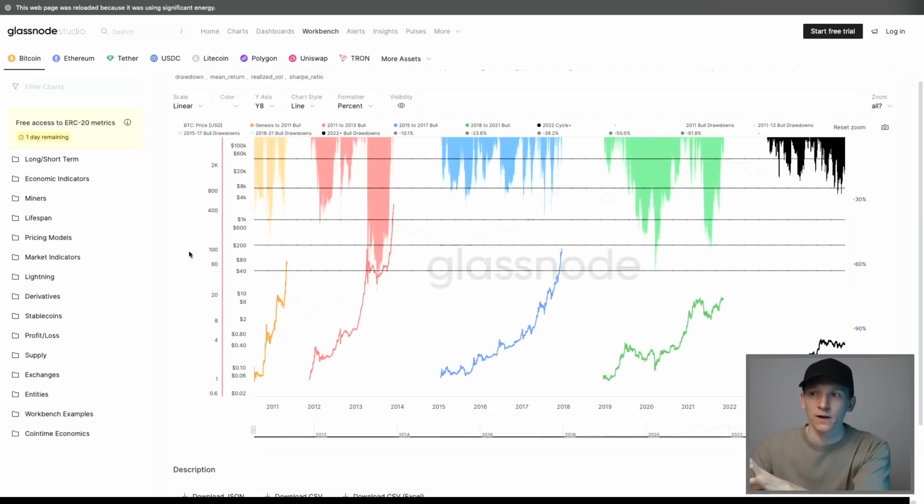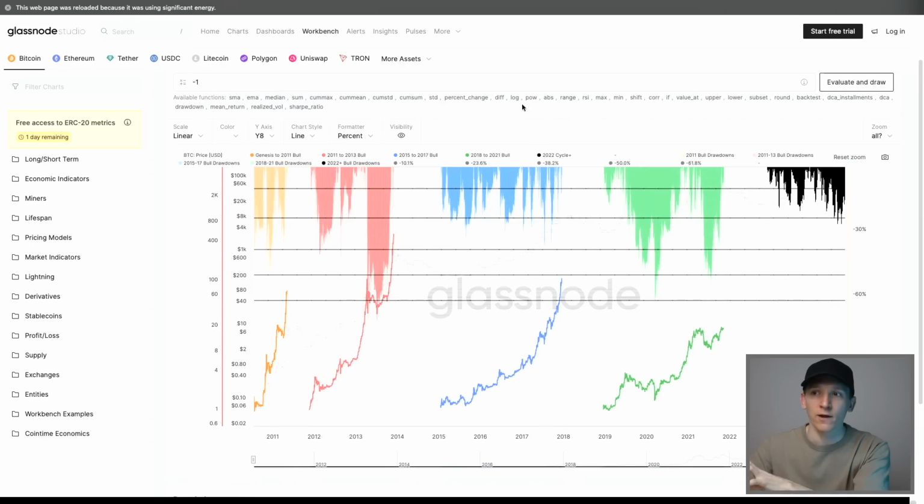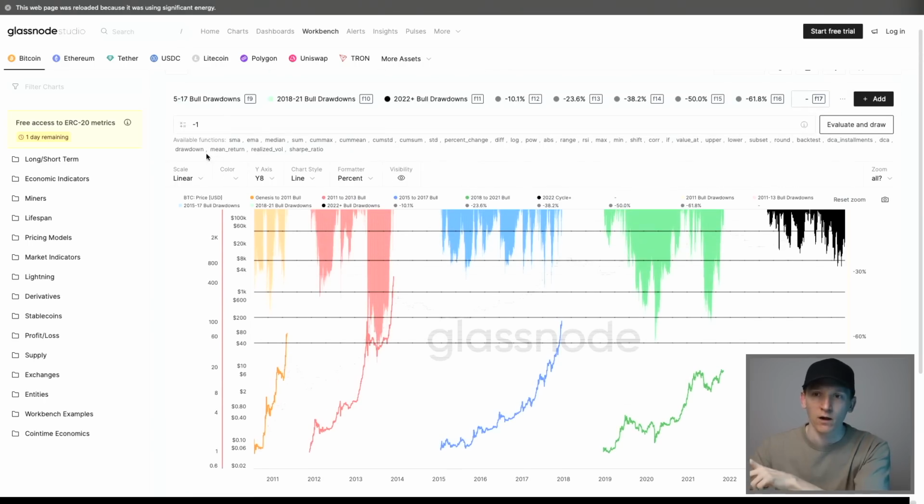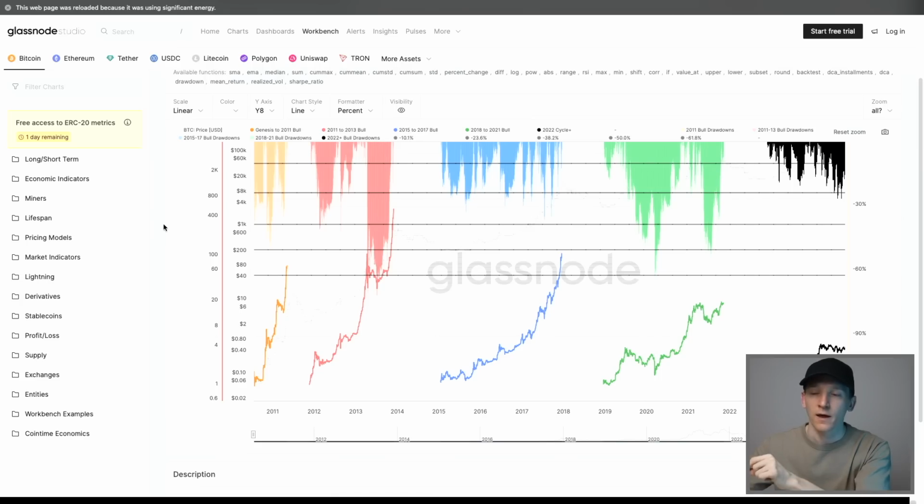We can see that in bull markets, you get drawdowns. These are bull market drawdowns. This is actually a free metric on Glassnode, so go and search for it. It's Glassnode and then Bitcoin bull market drawdowns. So each of these bull markets, we can see that Bitcoin does always draw down, anywhere from 20 to 40%. That's as simple as that.